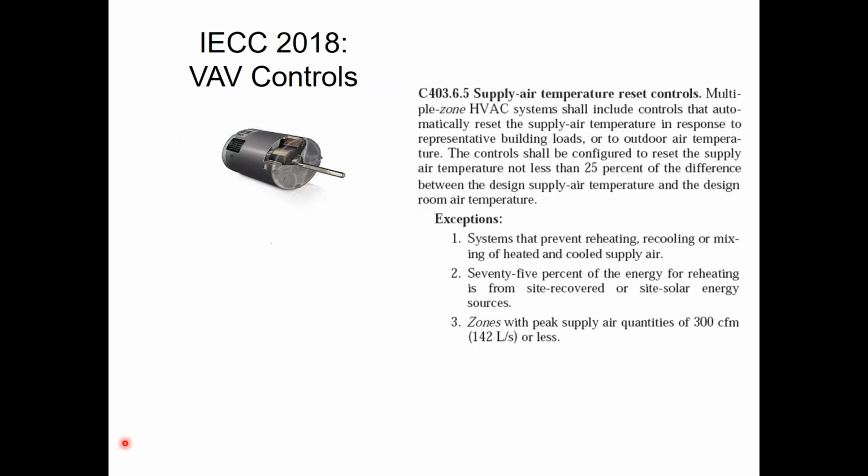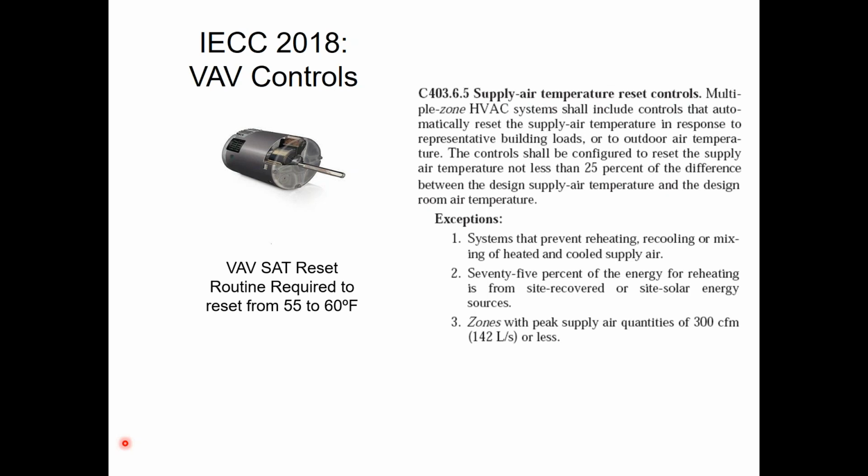You also have to do supply reset controls, and we talked about this previously, but if you have a 55-degree system, which usually you do, you have to do the reset between 55 and 60. If the majority of the zones or the average of the zones are saying, hey, we don't want this much cooling, we will start giving you 57.1, 58.3, 59, up to a maximum of 60. You cannot go higher than 60.